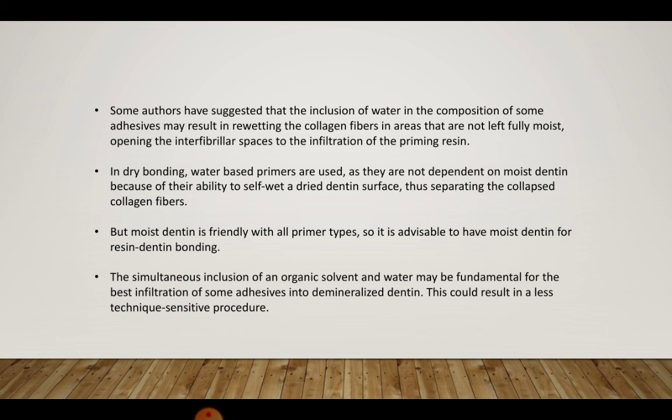So this is known as dry bonding, and in wet bonding it is a must to keep a thin film of water on the dentinal surface before applying the primer. But moist dentine is friendly with all primer types, whether it is a water containing primer or a non-water containing primer. Therefore it is advisable to have moist dentine for resin dentine bonding.